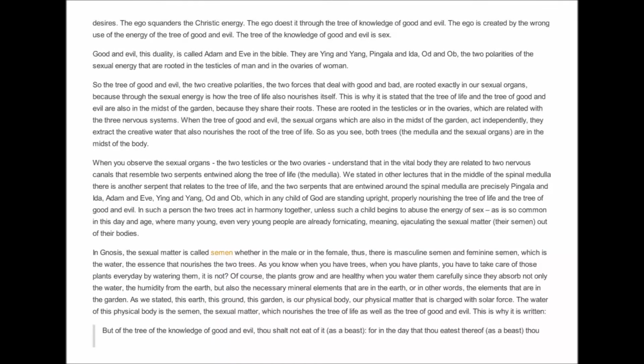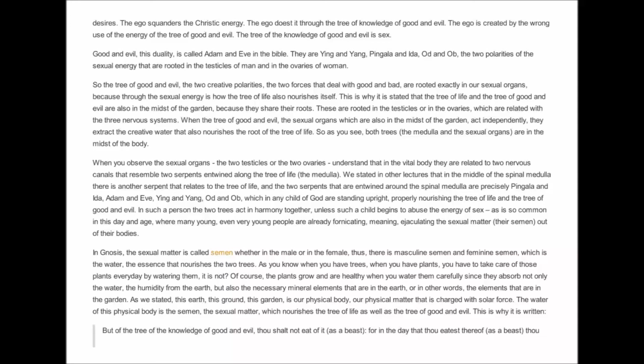Of course, we have to understand how the ego acts through the Garden of Eden. And we explained in many lectures that the 3 brains, which are related to the 3 nervous systems, are how the ego acts and takes advantage of the 3 primary forces in order to squander the Christic energy. And he does it, of course, through the tree of knowledge of good and evil.